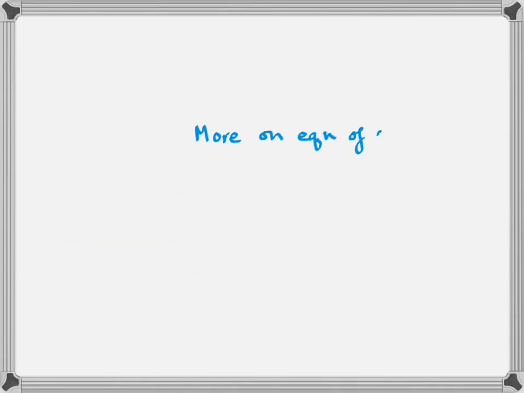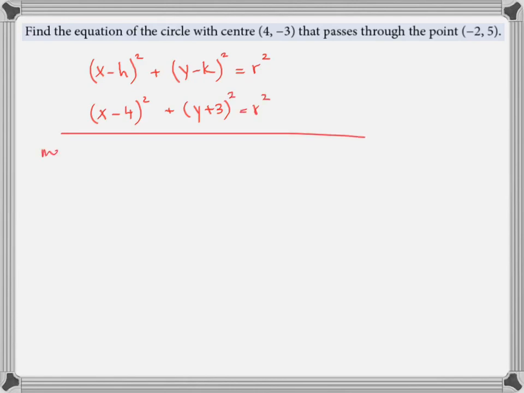Okay, more on equation of a circle. Something like, find the equation of a circle with center (4, -3) which passes through the point (-2, 5). Now the center is given, another point on the circle is given, and the radius is unknown. So first things first, plug whatever information you have into this equation. I'll first plug in the center.